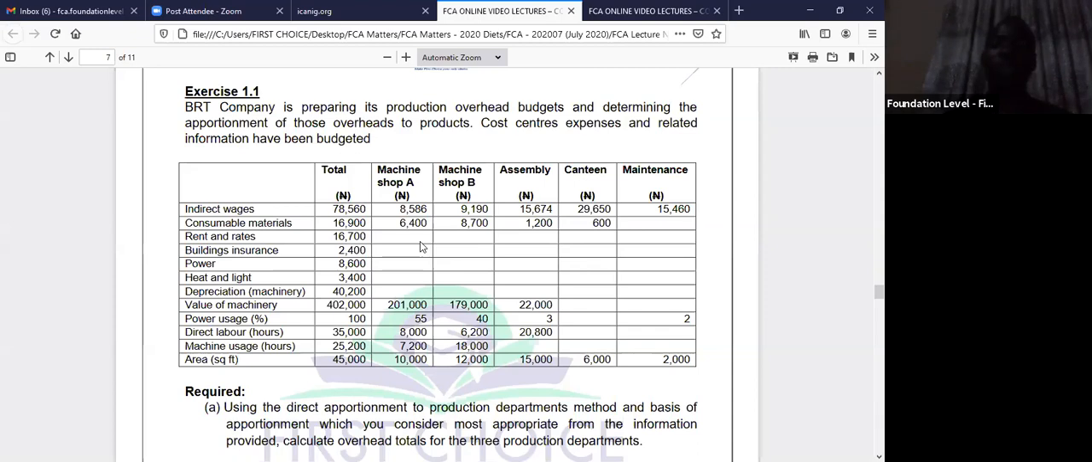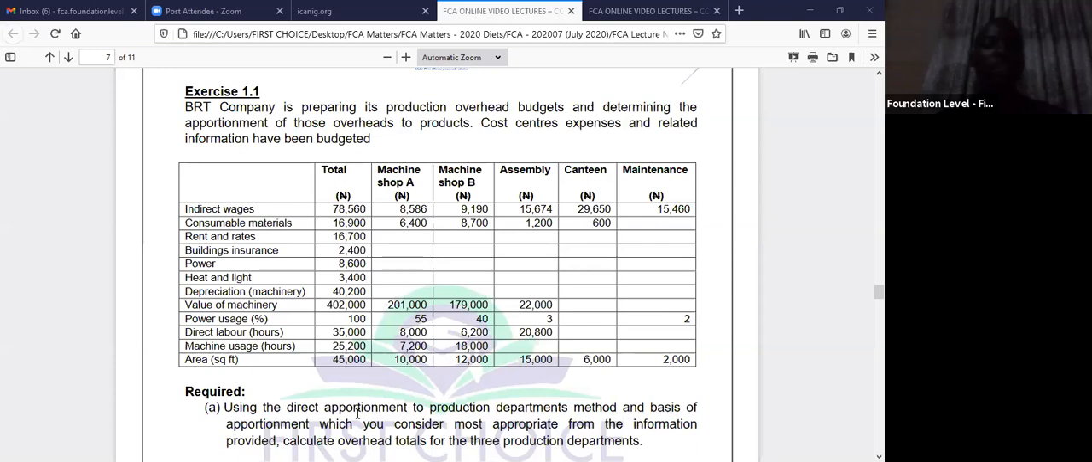So what we want to do is that three-step thing. First of all, we apportion. Secondly, we reapportion. And thirdly, we absorb. Now, we see value of machine, power usage, down to area in square feet. All these are your basis of apportionment. Choose whatever you think is appropriate, and you use it as your basis for apportionment.